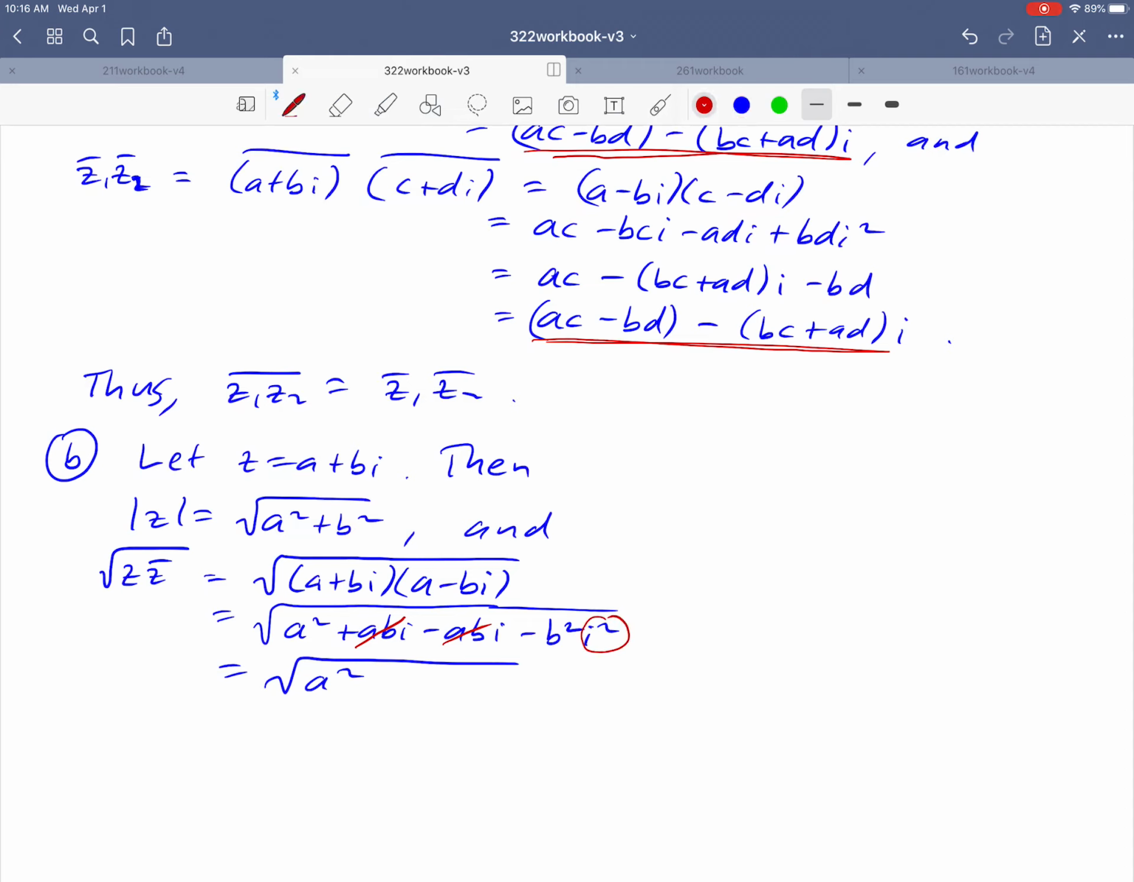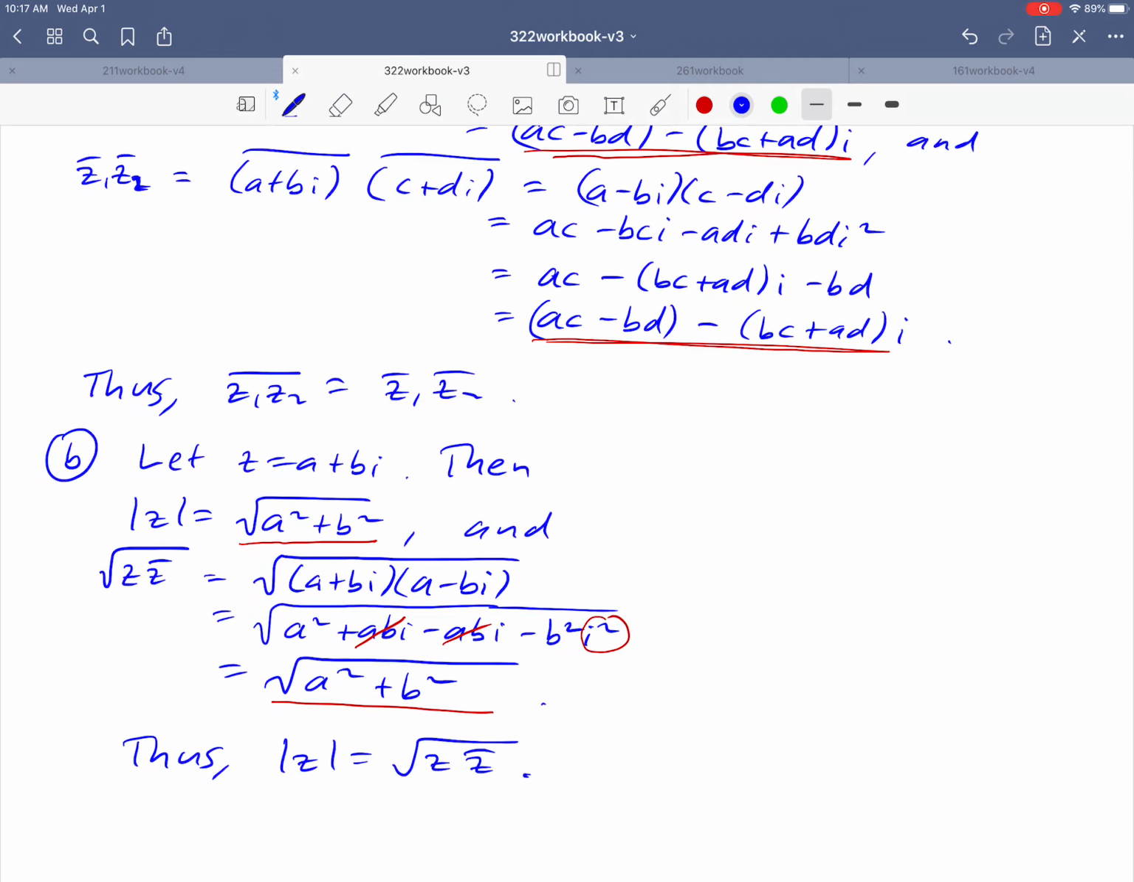And again, look at what we've got here. The modulus of z was the square root of a squared plus b squared, and the square root of z z bar was exactly the same thing. And so, because those are equal, we have shown exactly what we wanted to show. Okay, and we are done.